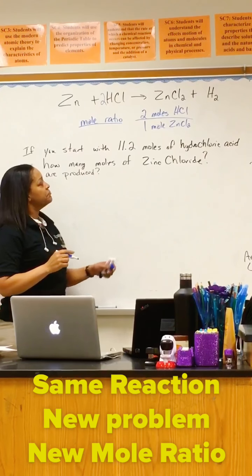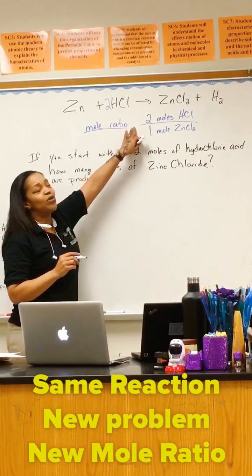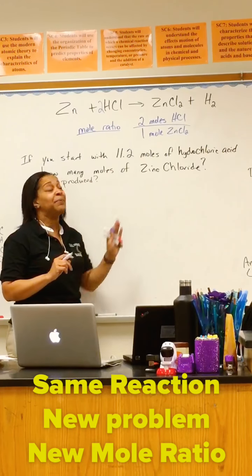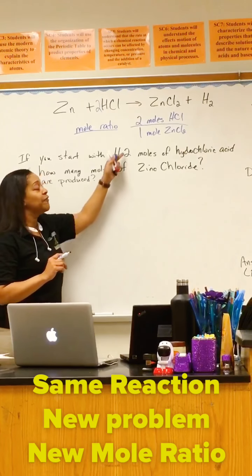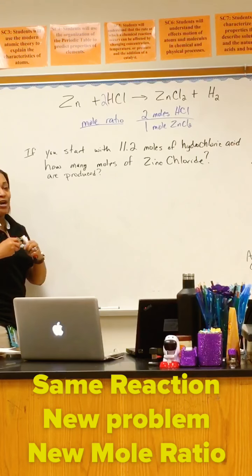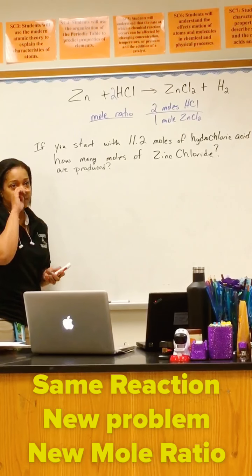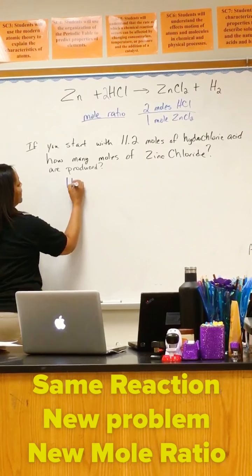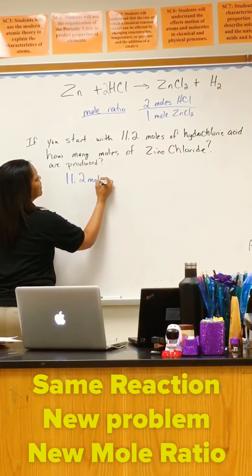All right. So now we know that this is going to be the mole ratio that we use. We may have to flip it or do something to it, but this is the mole ratio for these two discussed in the problem. So what do we do first? We always write out what first when we solve it? The given. So let's go ahead and write our given number, which is 11.2 moles of what?